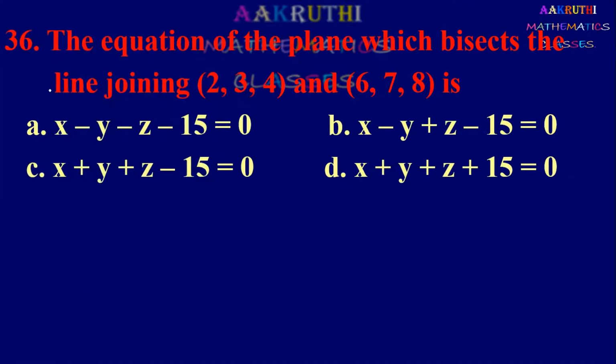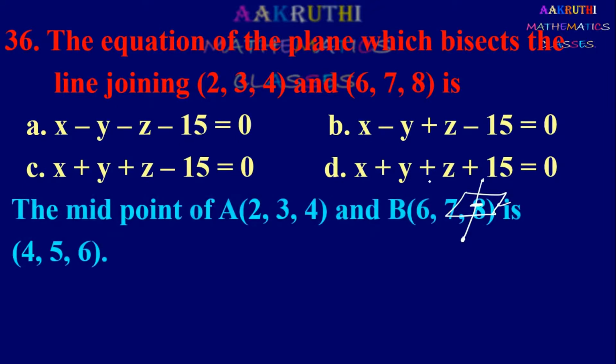So next question, question number 36. The equation of the plane which bisects the line joining 2, 3, 4 and 6, 7, 8 is. So here one plane is given and 2 points are given. So the 2 points are on different sides of the plane. So we have to find the equation of this plane which bisects, that is, the plane passing through the midpoint of these 2 points. So here the plane should pass through the midpoint of these 2 points.